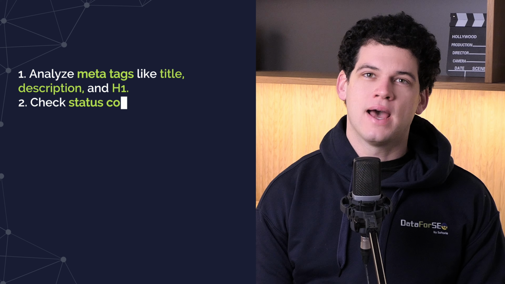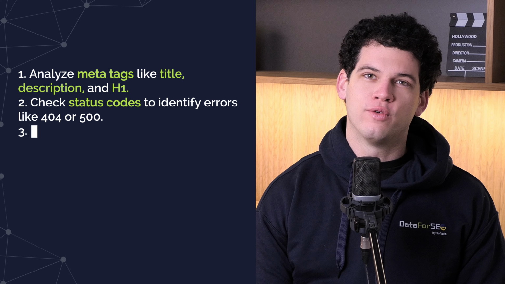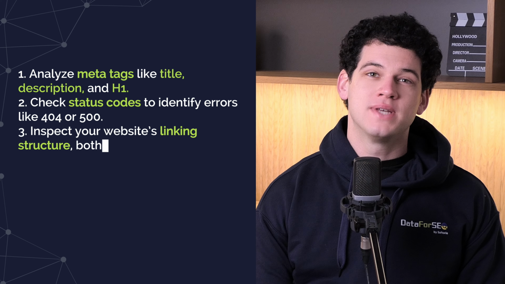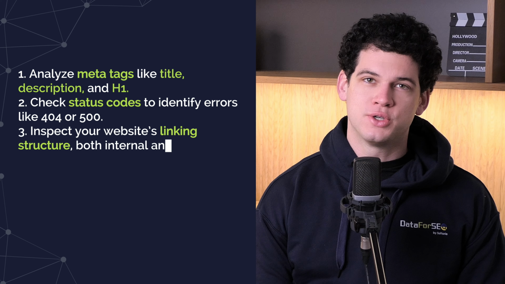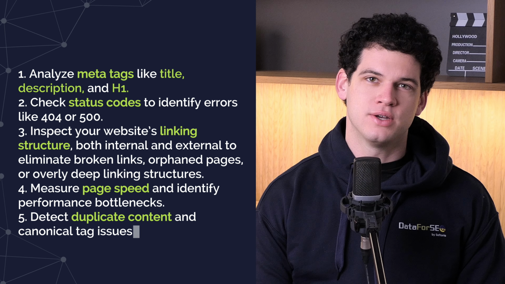On-page API is designed to automate the tedious parts of on-page SEO audits. Here's what it can do. Analyze meta tags like title, description, and H1. Check status codes to identify errors like 404 or 500. Inspect your website's linking structure, both internal and external, to eliminate broken links, orphan pages, or overly deep linking structures. Measure page speed and identify performance bottlenecks. Detect duplicate content and canonical tag issues.